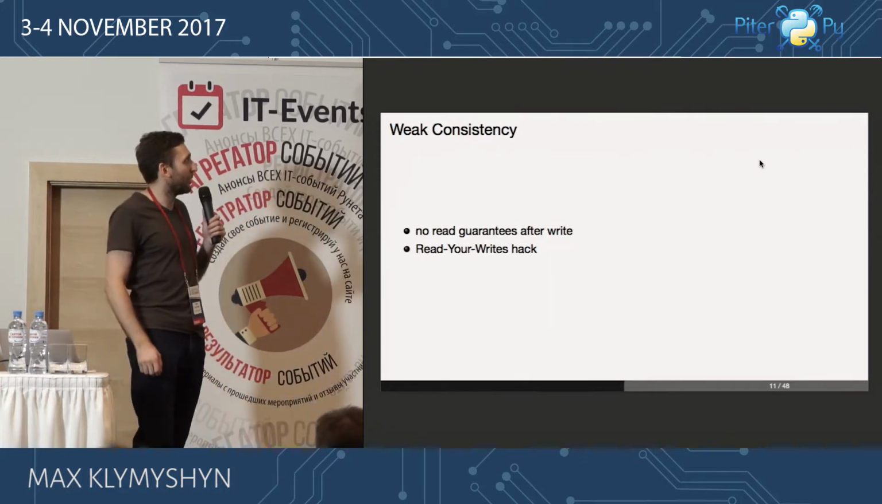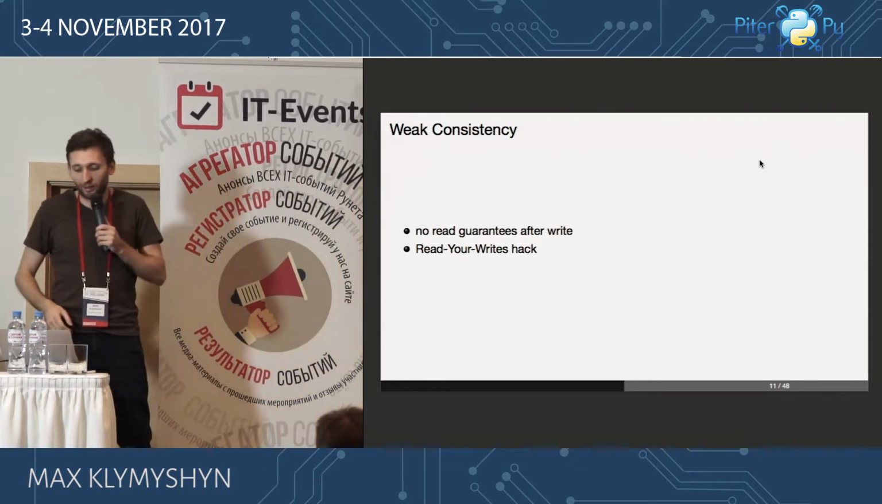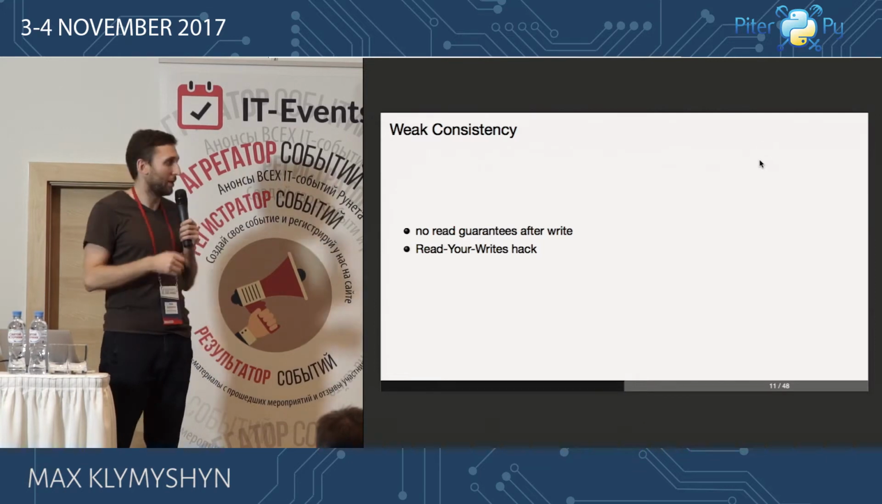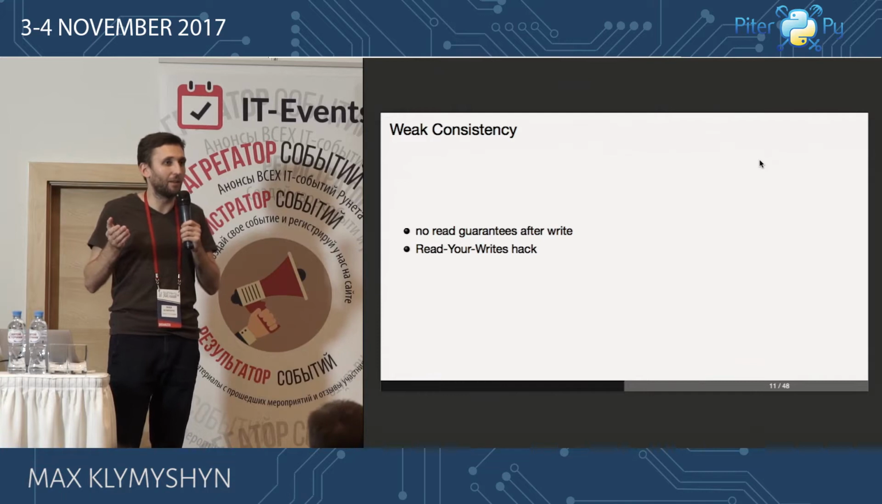Another type of consistency is a spectrum, and the other end of the spectrum is weak consistency. When you write, you get no guarantees that it was written.